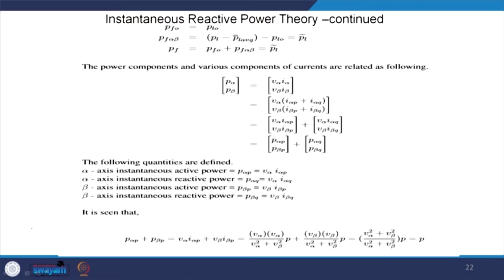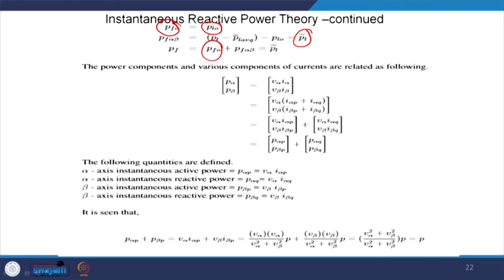As we are discussing the instantaneous reactive power theorem, please note that the zero sequence power supplied by this active power filter is Pf 0, and this is the load part of the zero sequence component. Similarly, the active power component in the alpha beta frame should be equal to PL minus P average load, and that should be the power component of this load, represented here by PL delta. Similarly, the power of the power filter to be supplied is Pf, equal to the zero sequence component Pf 0 plus Pf alpha beta, and that is equal instantaneously to the power P delta.